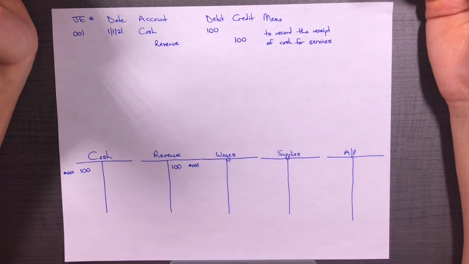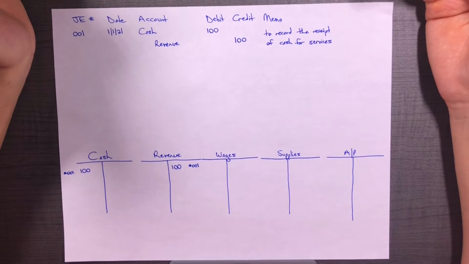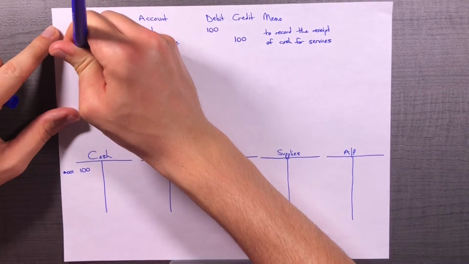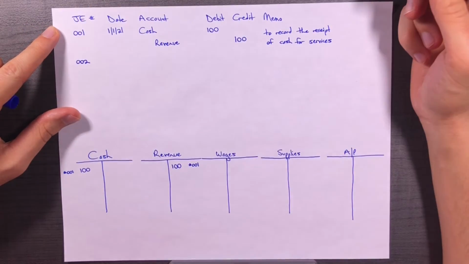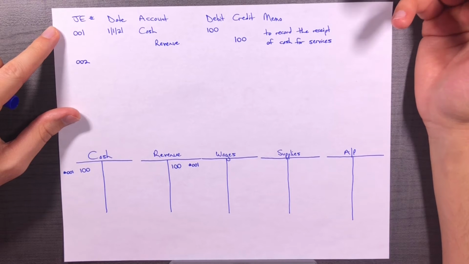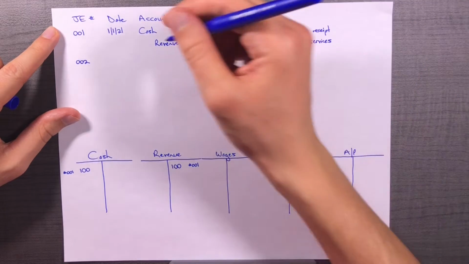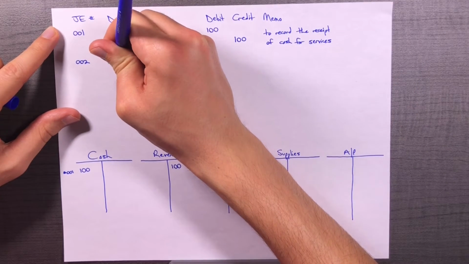Let's take a look at the other 2 transactions and how we'll book the journal entries in T accounts. Our second entry was paying wages with cash. Our journal entry for this is going to follow the same pattern. We have our entry number, which we'll mark as 002. See how we're going in order? This helps us to serialize our entries, so we have a chronological order of events as they occurred. Our date again is 1/1/21.